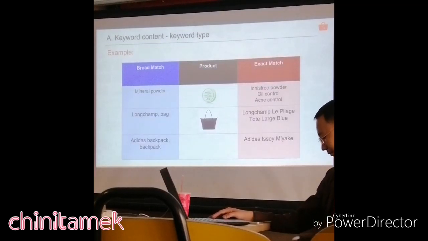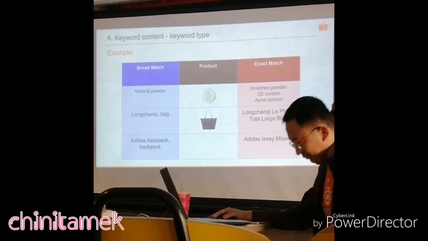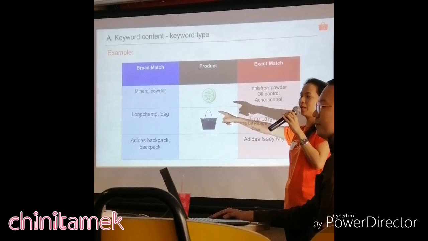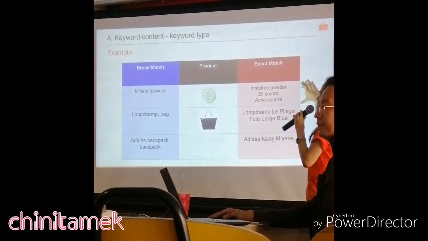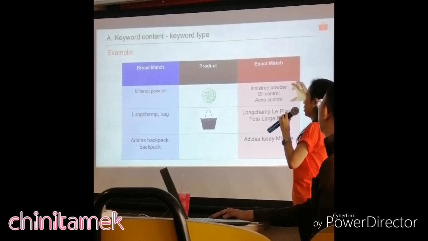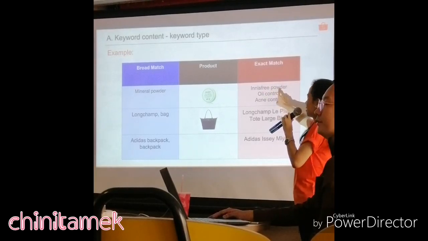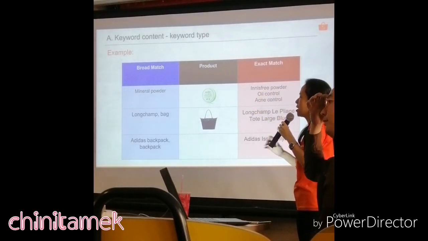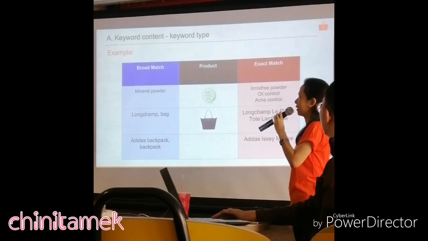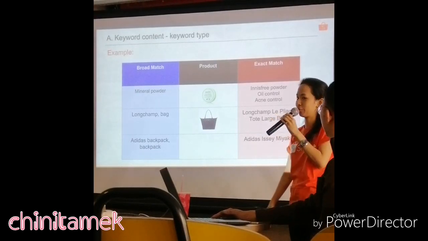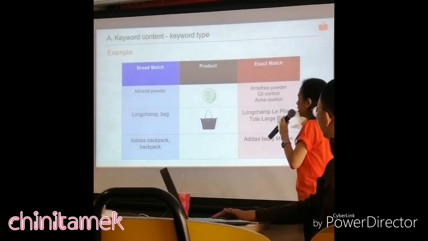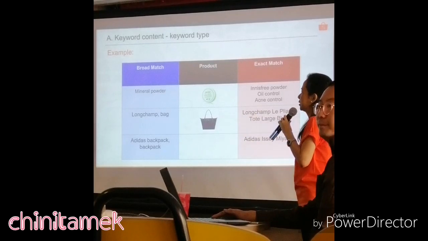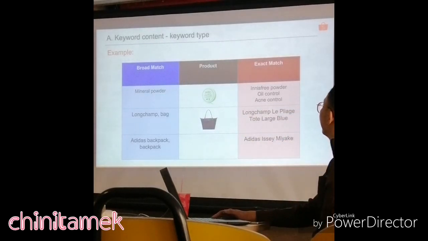So, some examples of broad and exact match. For example, I have mineral powder here. For broad match, I set mineral powder as broad. Then for exact match, I set it up as the brand plus the generic name, plus its specific use, for example, oil control or acne control. The same goes for the bag. Let's say I only set up long chunk and bag for broad, and for the exact match, I put the actual model, the description, and even the color of the bag. So yun. Next one.